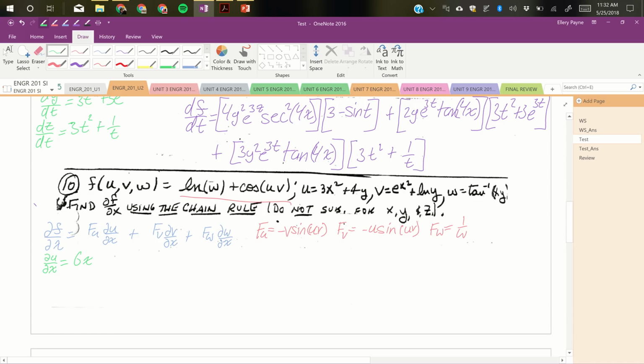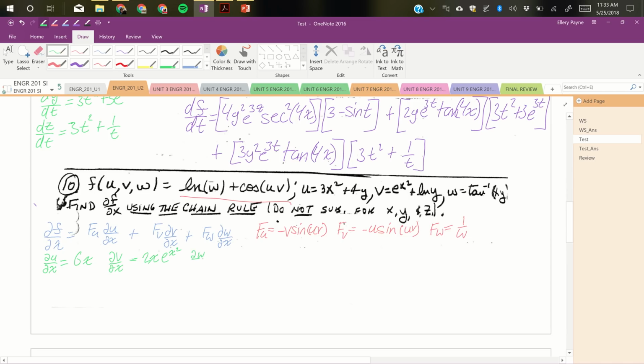Next one is v. The partial of v with respect to x equals, so it's e to the x squared, so I have to take the derivative of x squared, which is 2x, times e to the x squared. And then natural log of y just goes to 0 because it's considered a constant.